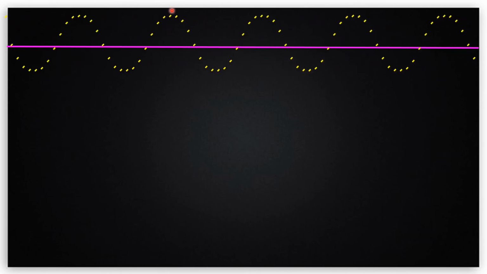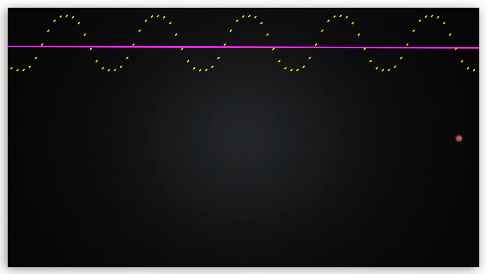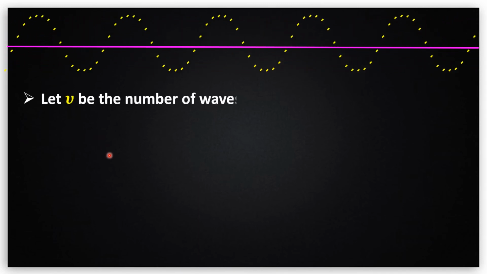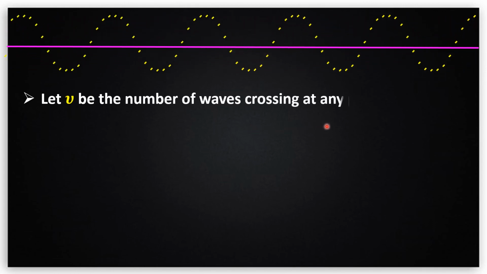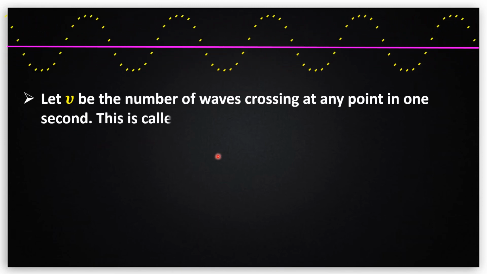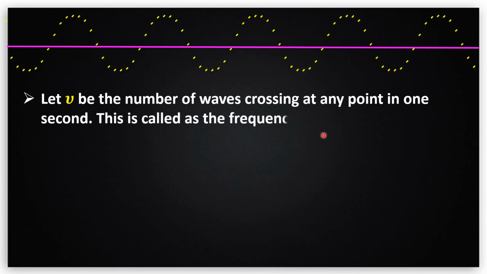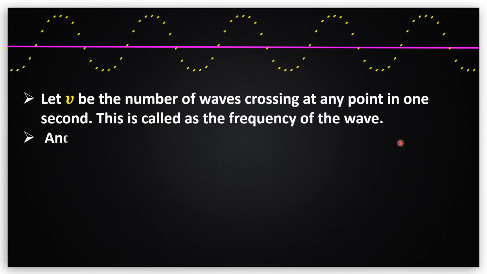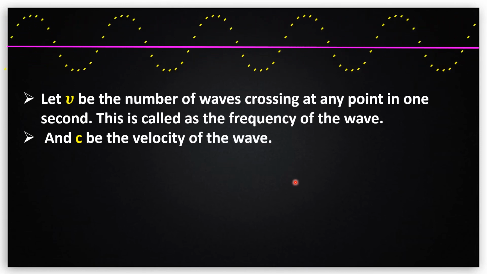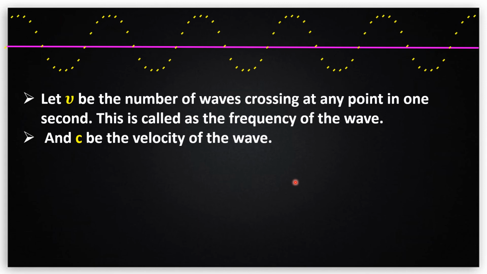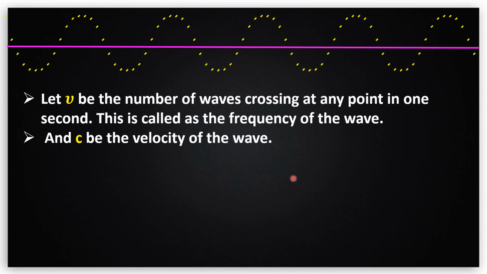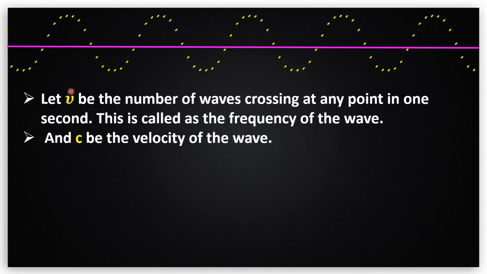Frequency is denoted by a Greek letter nu. See here, let nu be the number of waves crossing at any point in 1 second. This is called the frequency of the wave, and let c be the velocity of the wave. So here there are three terms related to waves: wavelength lambda, frequency nu, wave velocity c.